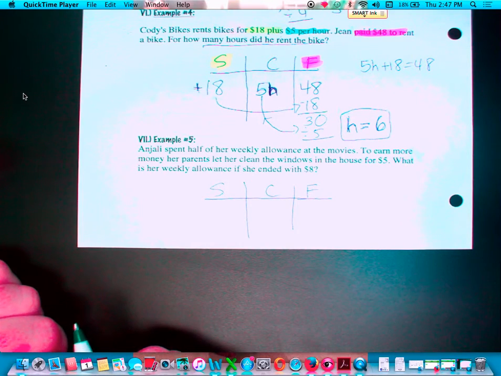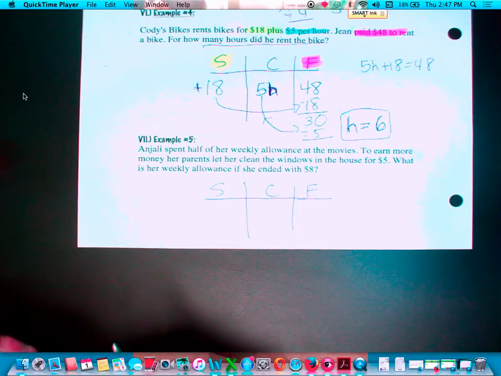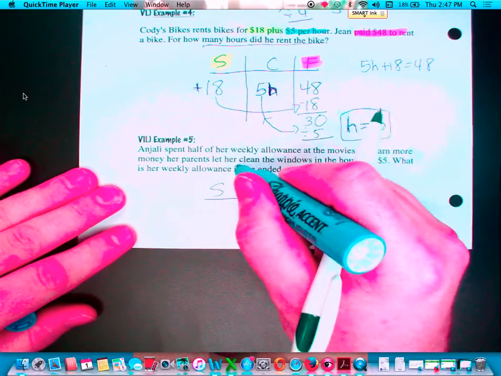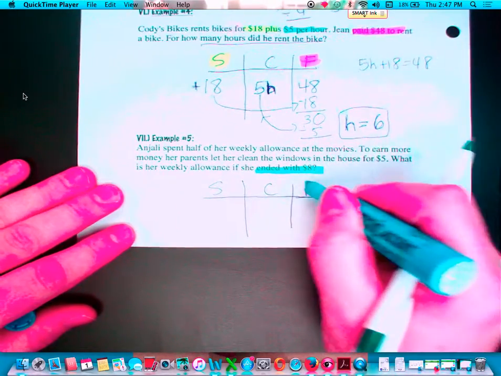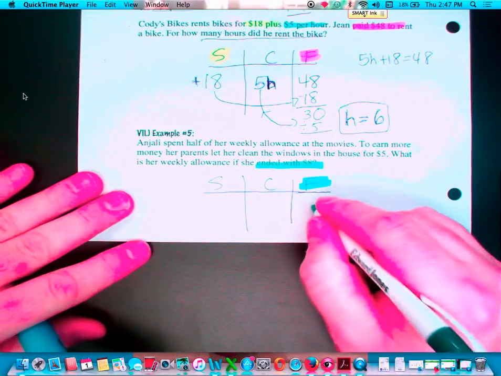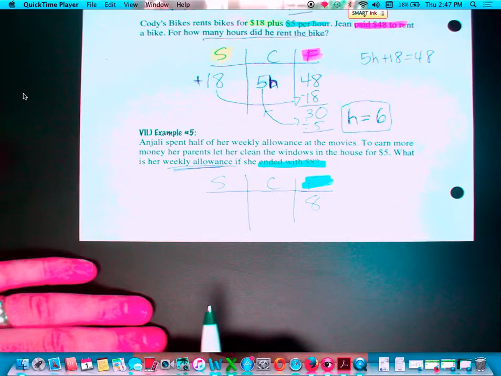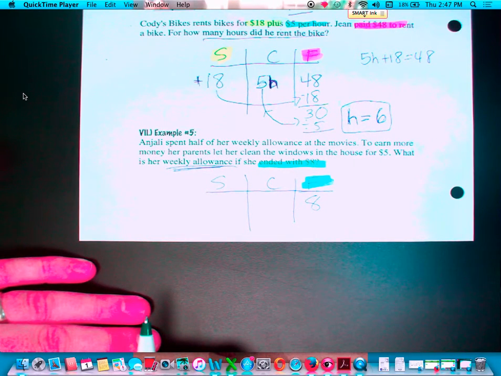And we'll just take a look at what she did. So she ended up with her weekly allowance. She ended up here with $8. That's my finish. She ended up with 8. We want to know what her weekly allowance is. Okay, so that's going to be somewhere with my change. And what did she end up starting off with?